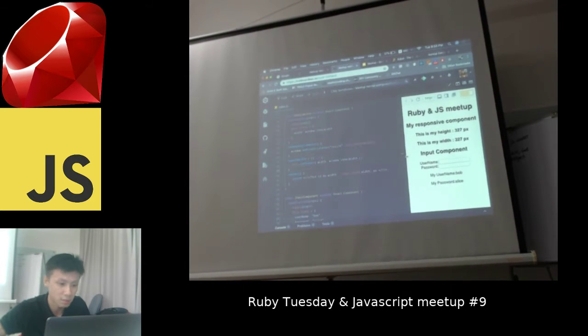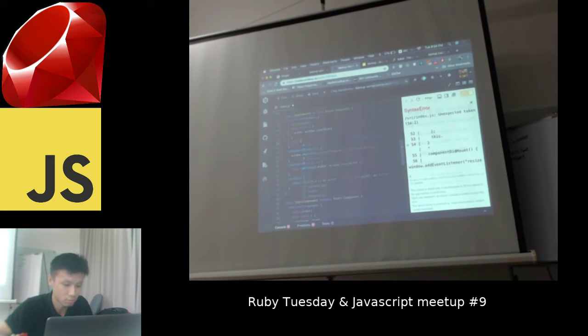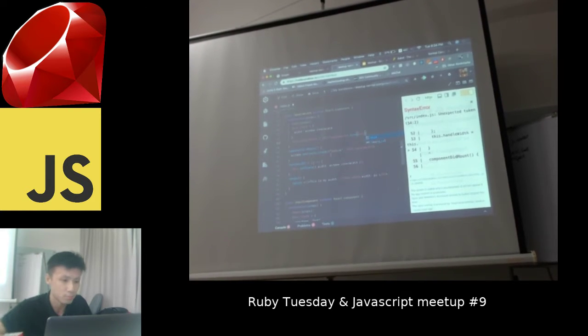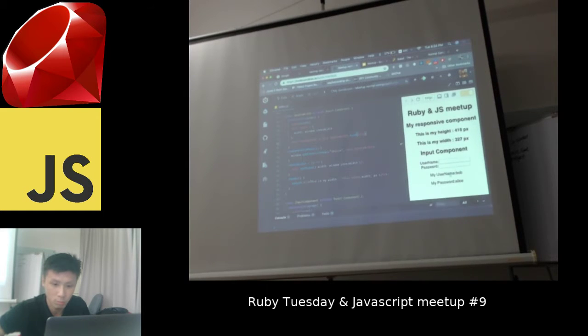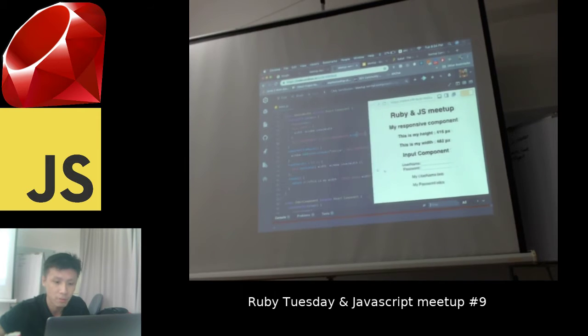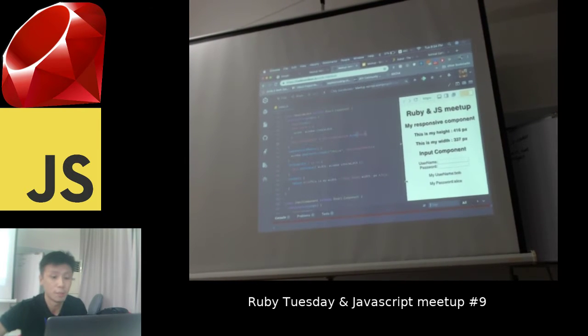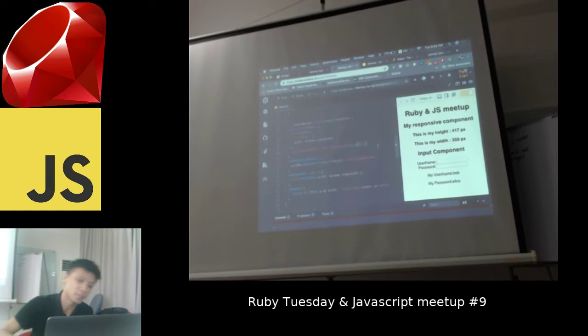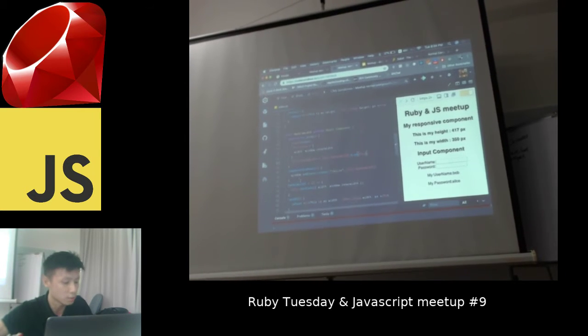Okay, if I'm not mistaken, this, no, I forgot to add a bind again. So I have to bind: this dot handle width equals this dot handle width dot bind this. So I'm able to get my width working. As you can see, if I change my width, the value changes. Okay, after this you can see these two examples show how a normal React component works.